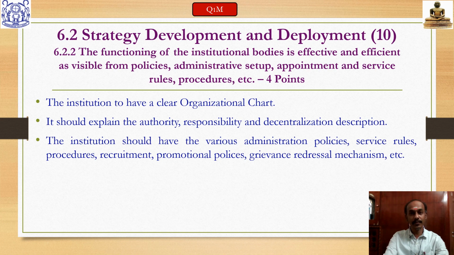And what kind of administrative policy is followed, in terms of service rules, what kind of welfare measures you are giving to the people, what is the salary structure, how they are recruiting the people, how they are handling the grievance redressal mechanism of teachers and students. So all this part needs to be updated in this qualitative metric.